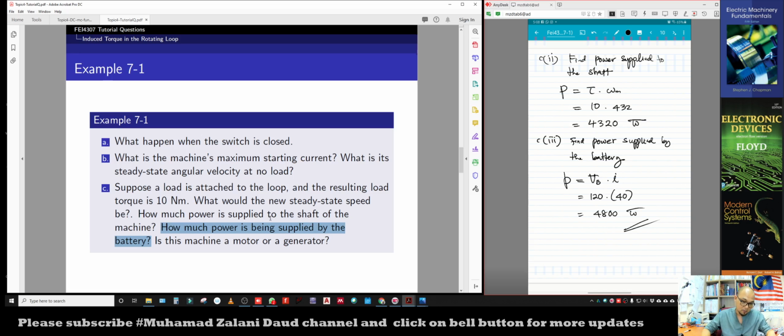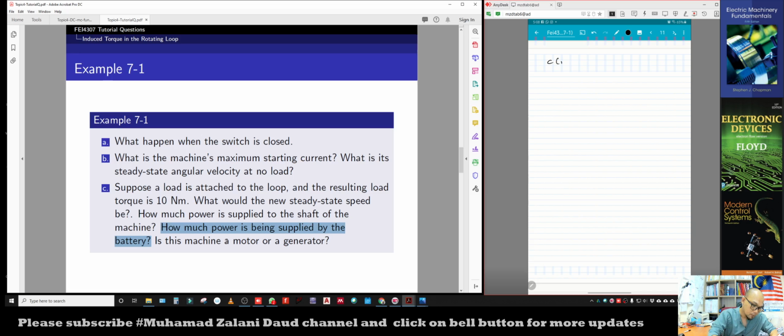This question doesn't ask us to find the efficiency. The next question, C4, is what is the machine working condition, which is whether the machine is working as a motor or generator. We can determine that.